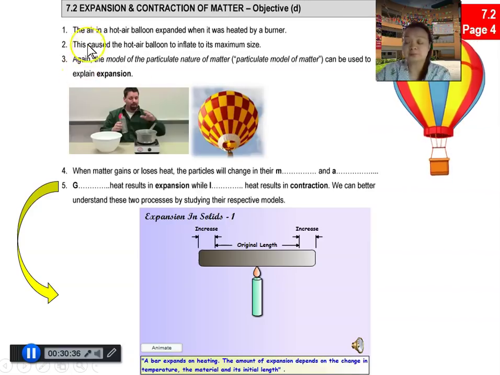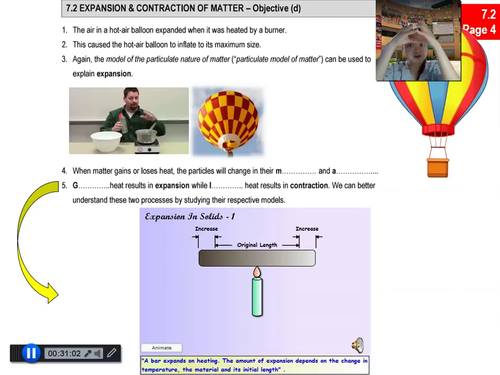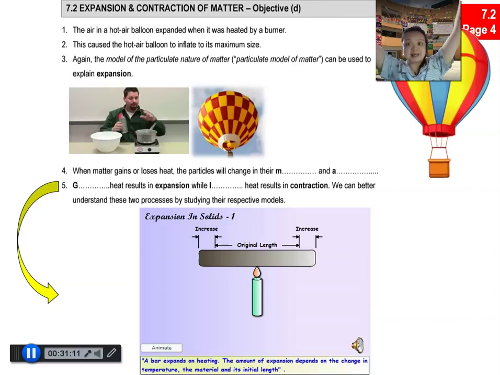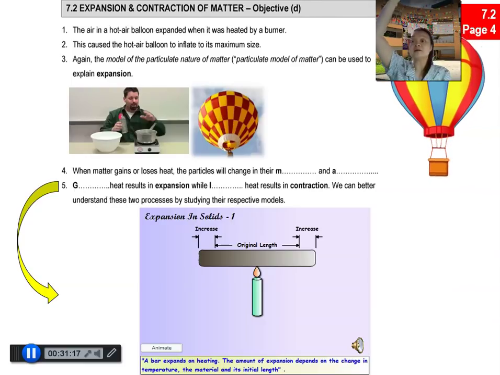Now, why is that so? Because the air in the hot air balloon actually expands. It expands when it's being heated. We're going to be talking about this in terms of particles later on, but I just want you to have an idea that when something is being heated, it expands. If the air expands, then it will be able to occupy a bigger space. And since it can occupy a bigger space, the balloon goes from something very small to big. The hotter the air becomes, the more it expands, until it becomes so big that it occupies the entire space of the balloon. The balloon is fully inflated and it can actually float up.